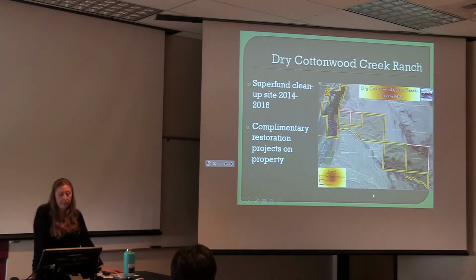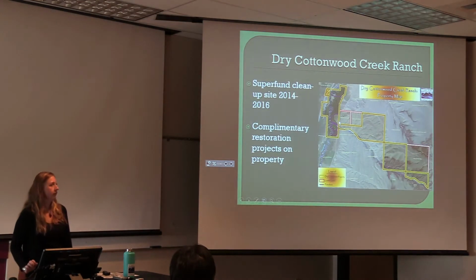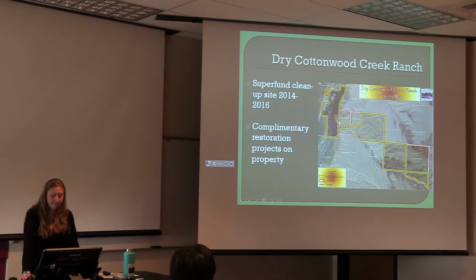So here's a little map of the ranch. We own both sides of the river along about 4 miles, and then some parcels up the Dry Cottonwood Creek watershed, and we rotate cattle throughout. The Superfund cleanup went through the ranch property from 2014 to 2016, and we've done a lot of complementary restoration projects on the property as well. And I will go into a few of those.